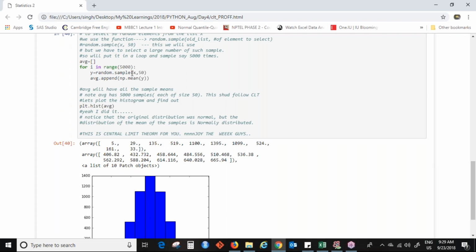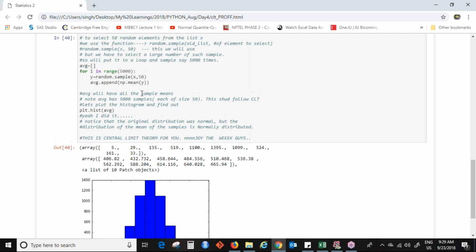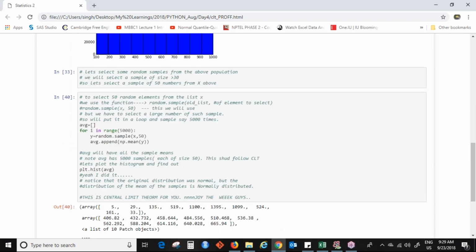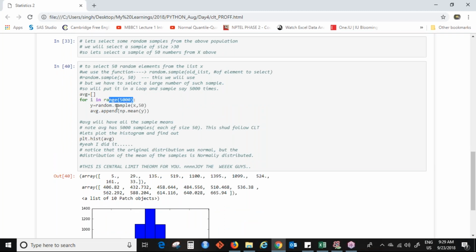What does the random.sample function do? It just takes as many numbers as you specify from a list. My list is X, which is the population. From X, it will take 50 numbers, and this process will be repeated 5,000 times because I have put this inside a loop that runs from 0 to 4,999. Then I'm taking the average of all those numbers. All these 50 numbers I'm putting in Y, and the average of that Y I'm putting in another variable called avg. And at last I'm drawing a histogram of that avg.